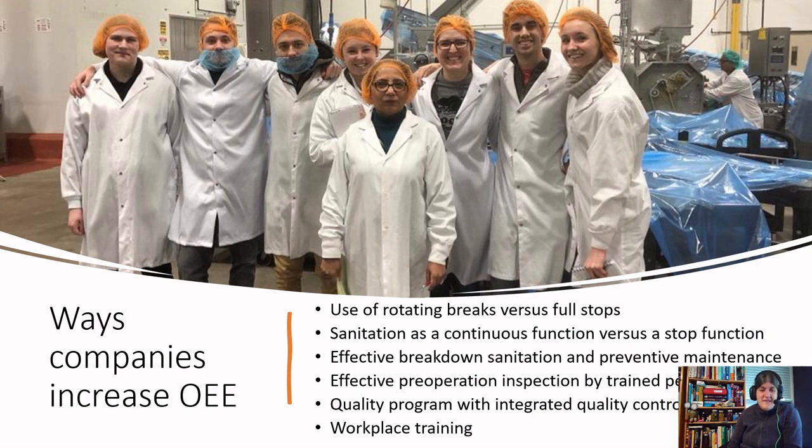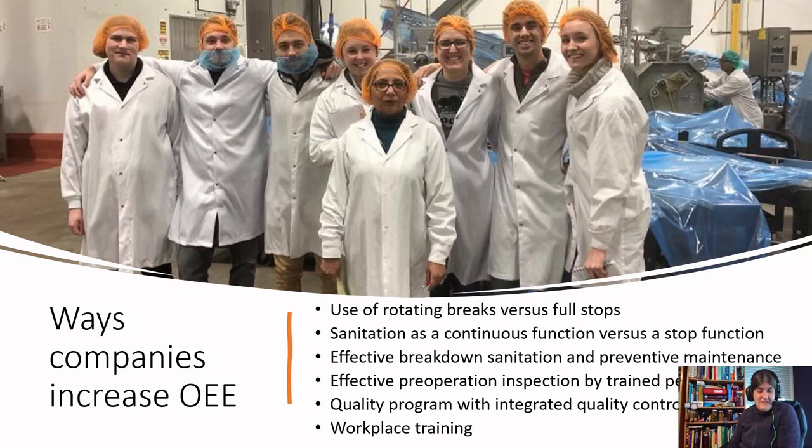Using effective breakdown sanitation and preventive maintenance. I've seen this happen many times in plants where the sanitation crew will break down the equipment but not reassemble it properly because they haven't been trained in preventive maintenance. They might be missing gaskets or seals or lubricants that make the equipment run properly. So make sure that sanitation and PM crews are working in concert so that equipment gets assembled properly and is not causing stops in the equipment or quality defects in the product.